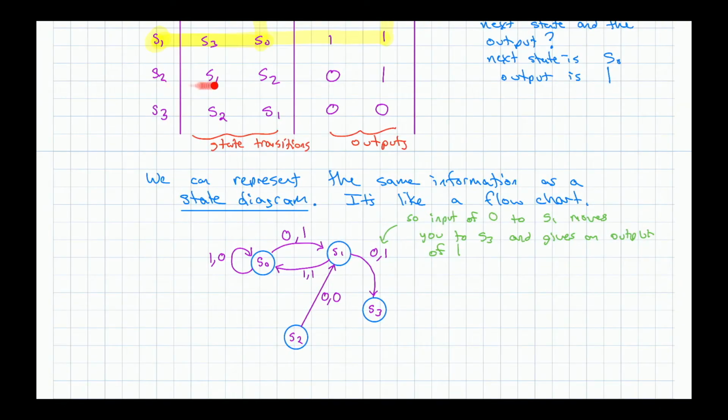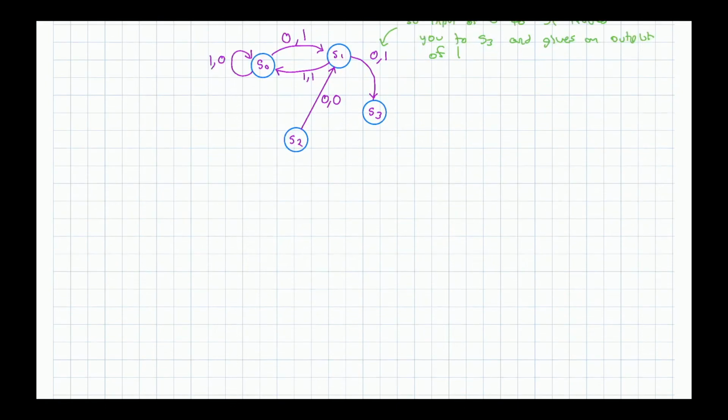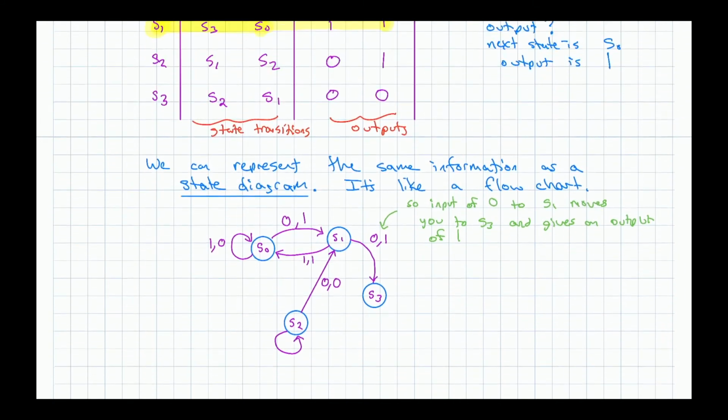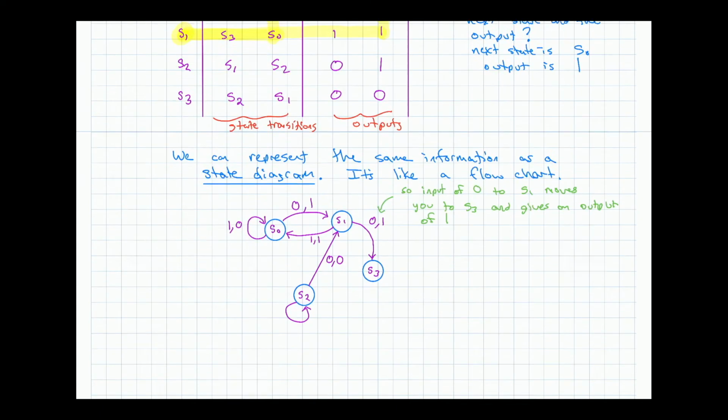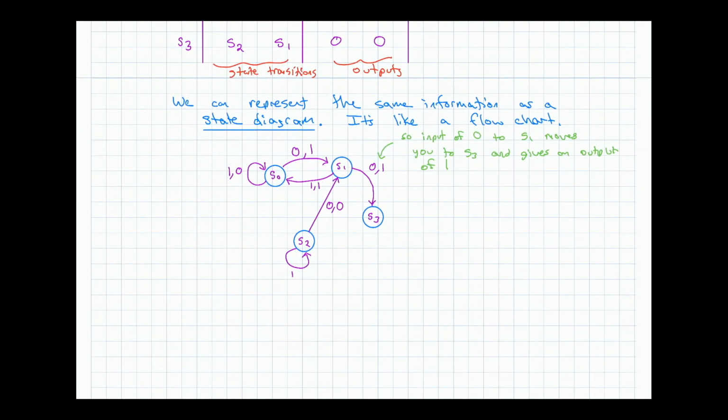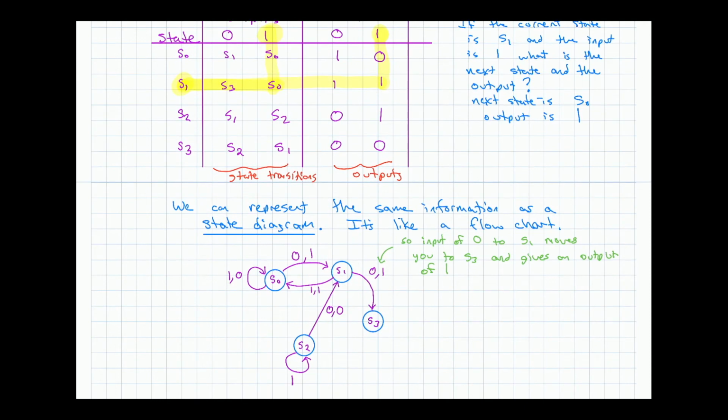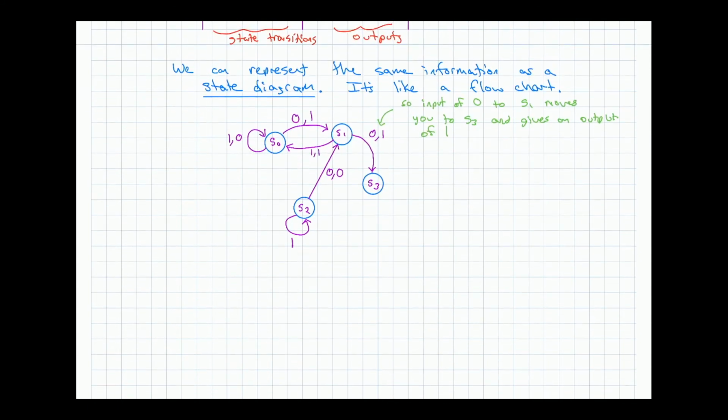We've also got an S2 to S2. We know what that looks like. That must have been for the input of 1, right? Yeah, S2 to S2 was input 1. So that's input 1. And what was the output for S2, S2? Right, S2, 1. So that's a 1, 1.